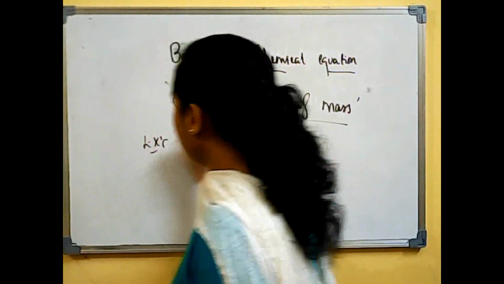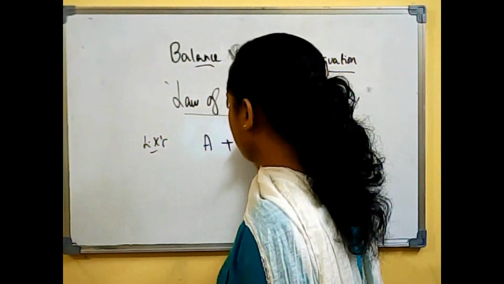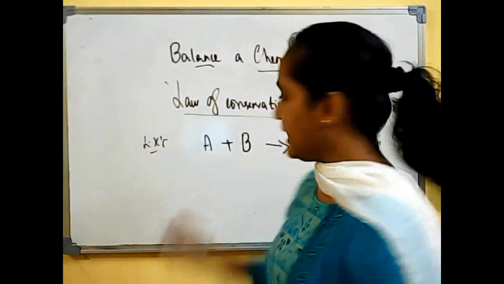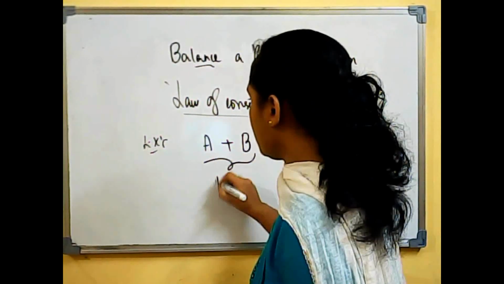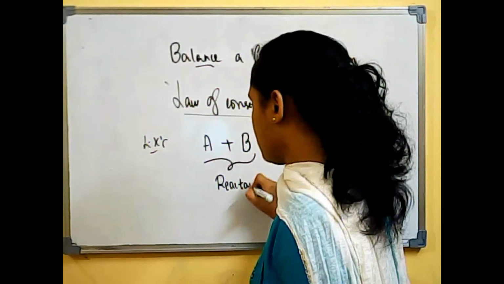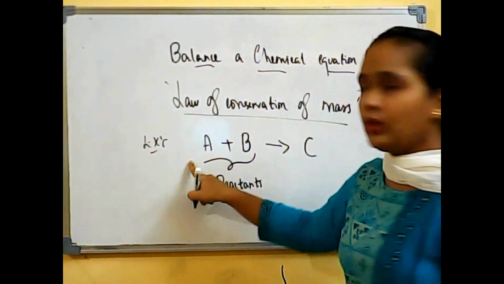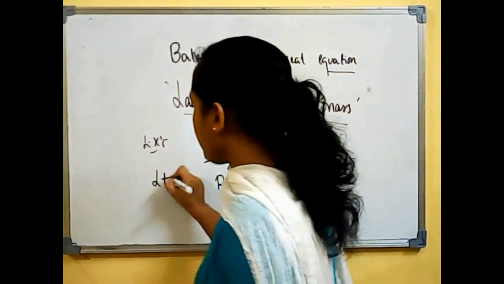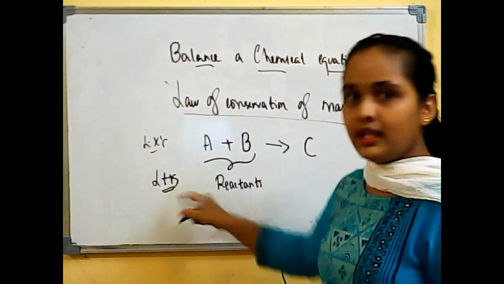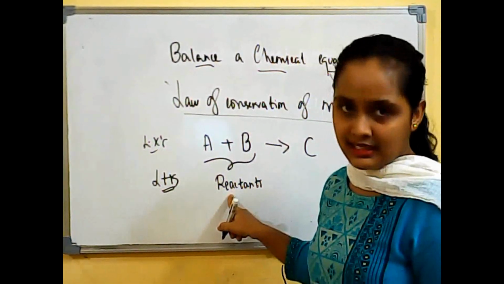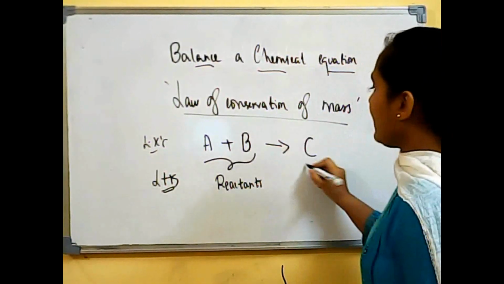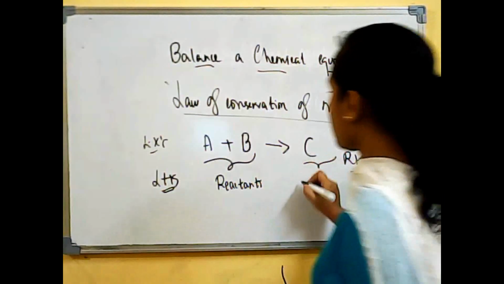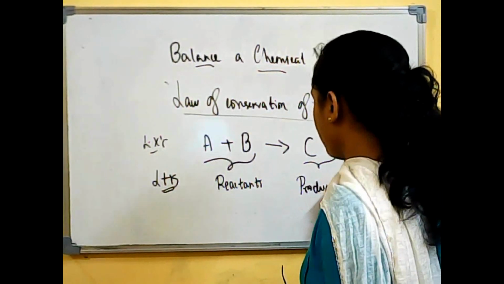For example, A plus B gives C. Now I will take my A plus B as reactants. So always what is there on the LHS, or left hand side, is called the reactants. The one on the RHS, or right hand side, is called the products.